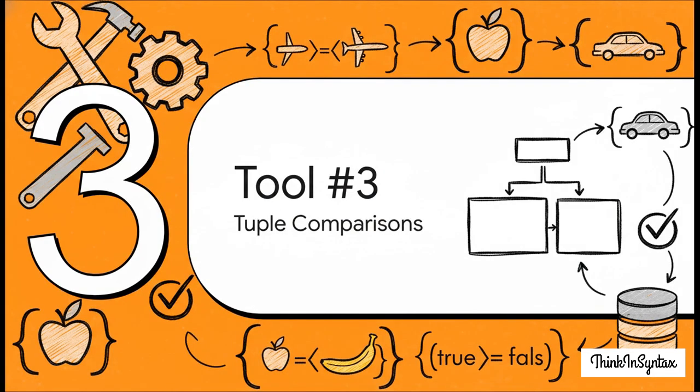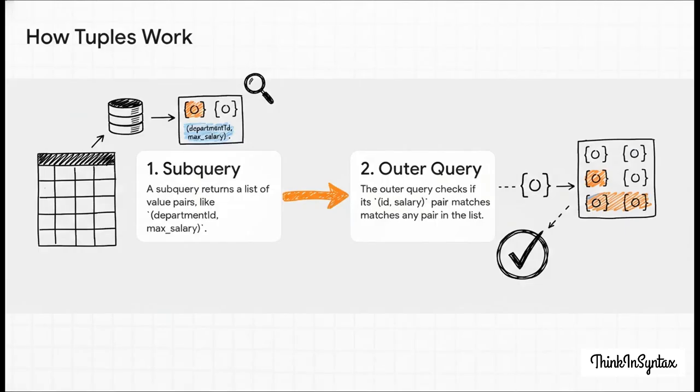Okay, on to tool number 3, and this one is so elegant. It actually builds on what we just learned, and it can make your queries so much cleaner and safer. We're talking about the power of tuple comparisons. So what in the world is a tuple comparison? It's actually pretty simple when you see it.